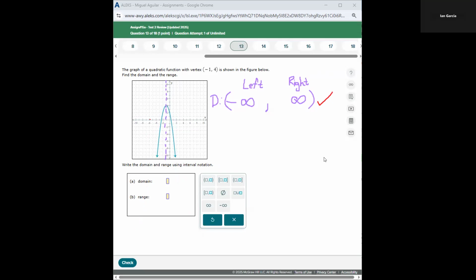I got the domain down. It's just trying to find the range. It's more frustrating. Okay, so let's do that. Does anybody have any other questions about the domain before we start with the range?